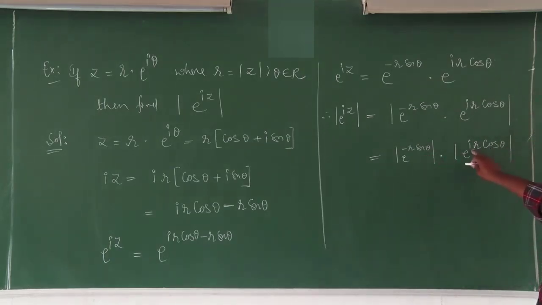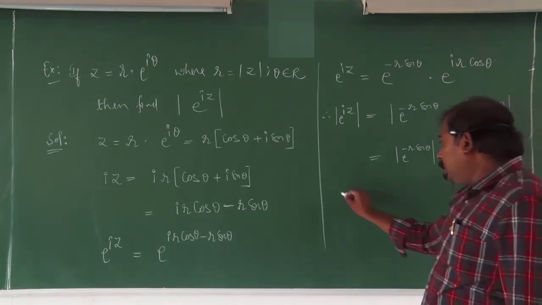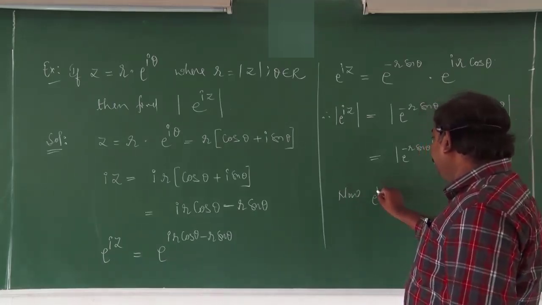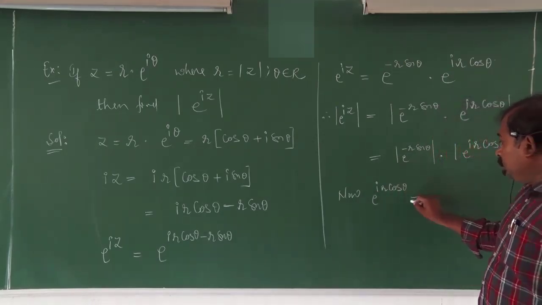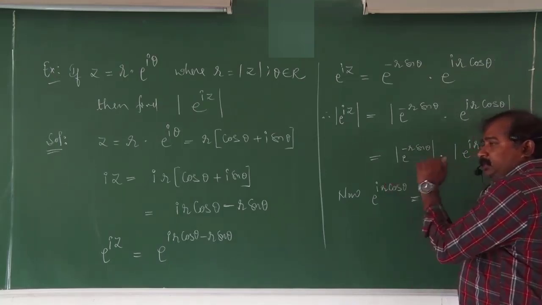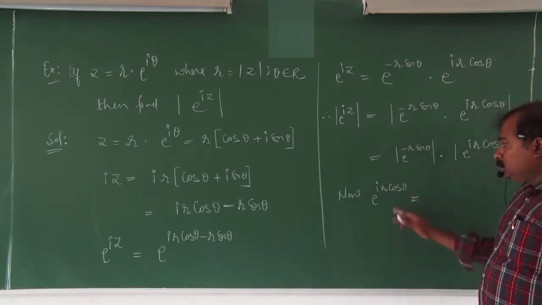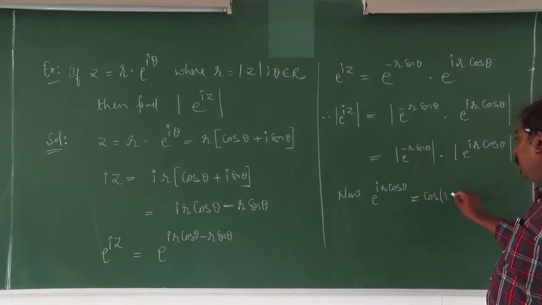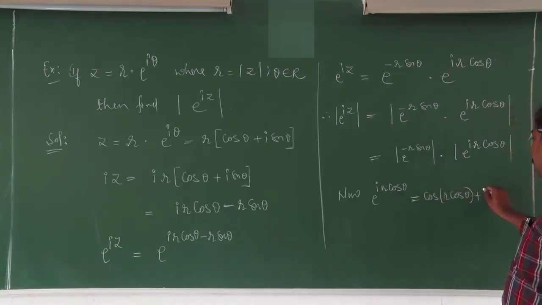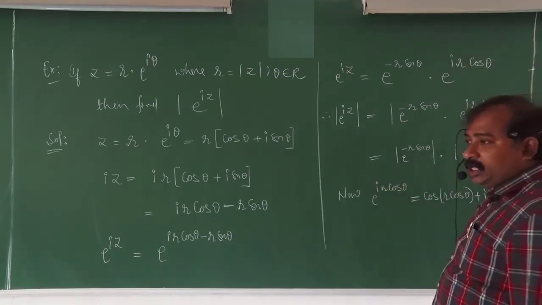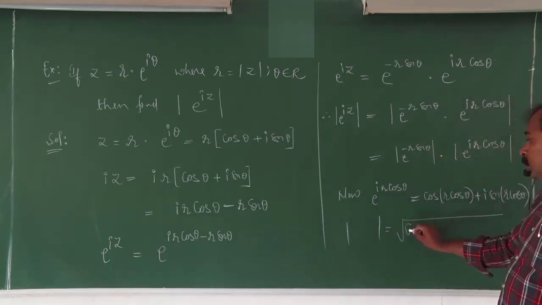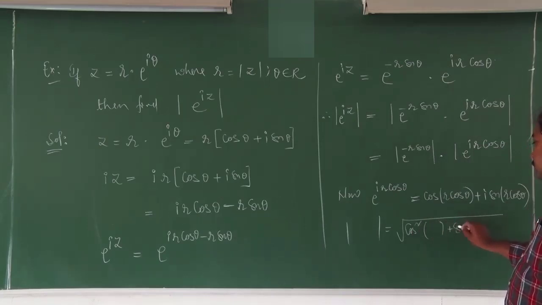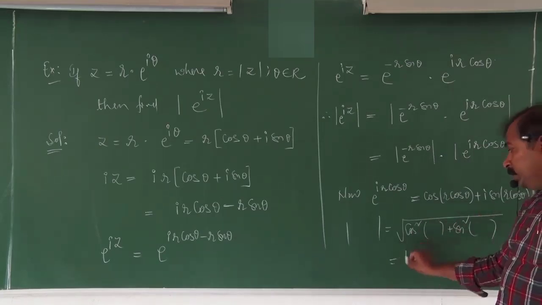This is in the form e power i theta. So now if you observe, e power i r cos theta equals, tell me what about this value? This is in the form e power i theta. What is the e power i theta form? Cos theta plus i sin theta. So what you will get? Cos of r cos theta plus i into sin of r cos theta is the value. But they are asking the modulus now. Therefore the modulus of this value equals root of cos square of this value plus sin square of this value, which is 1 only.